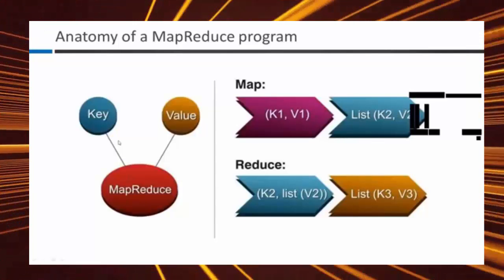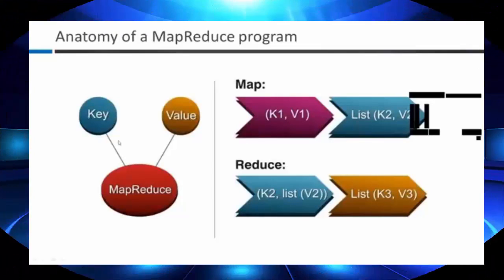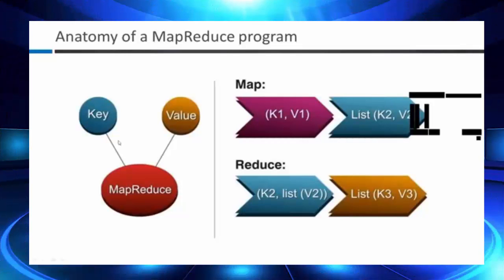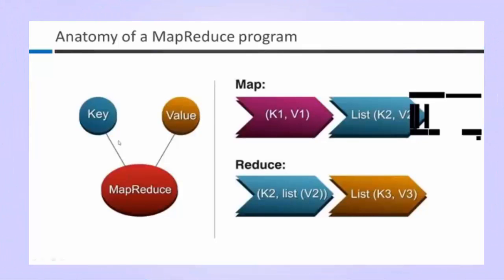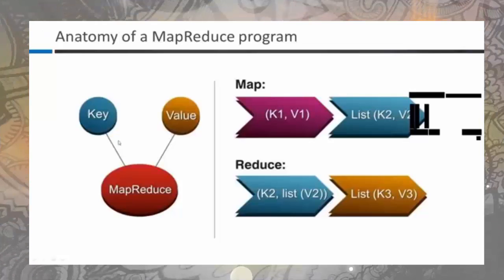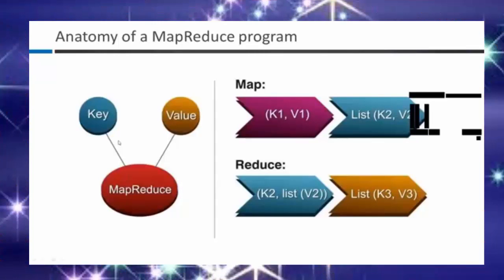I want you to actually look at this. I'll explain what this list K2 V2 is, what this K2 and list V2 is, and what list K3 V3 is. So these are the 4 steps which we have, and I will explain them. I want you to just keep this in your mind. Okay. So now let's look at that example once again, and then I'll show you what we are actually going to do here, and how we'll come back to this slide once again.